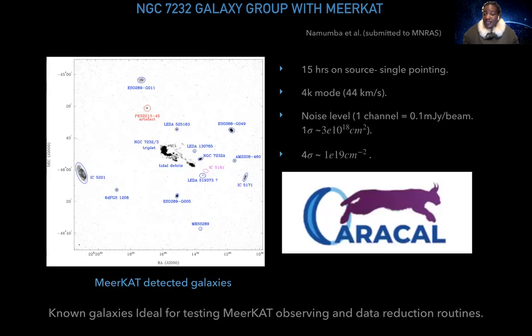We observed the galaxy group for 15 hours using a single pointing, and we were able to go down to a 4 sigma limit of 10 to the power 19. Data reduction was done using CARACal, and the figure I'm showing on my left is the moment zero map. That's the intensity map of all the MeerKAT detected galaxies. As I said earlier on, the focus of this study is the galaxy triplet that can clearly be seen at the center of the moment zero map.